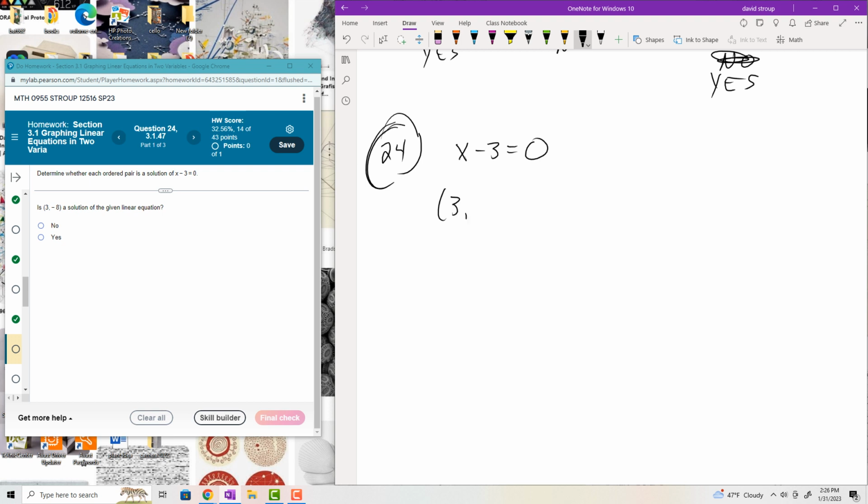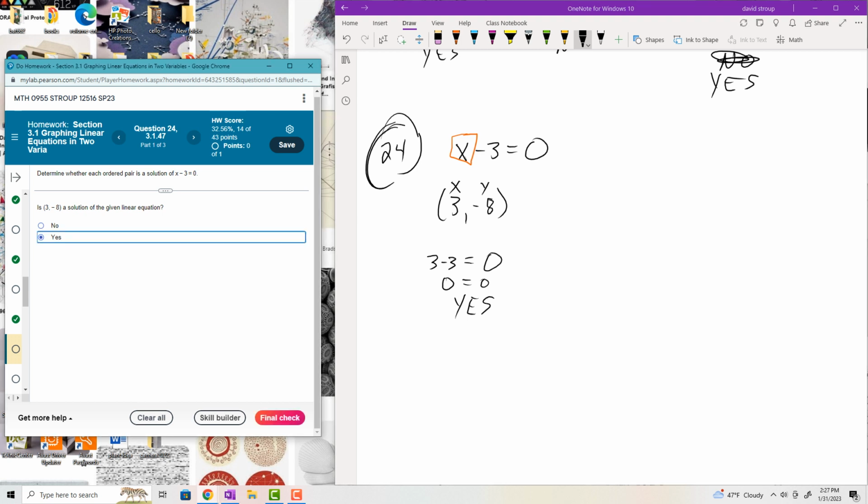So they want to know if 3 negative 8 is a solution. This is your x and this is your y. Okay, there is no y variable in the equation, so there's really nowhere to put the negative 8, and that's okay. All you're going to do then is plug 3 in for x. So I'll have 3 minus 3 on the left, and you figure out if that's 0. Yes, it is. So that must be a solution. So yes, I'm going to check.